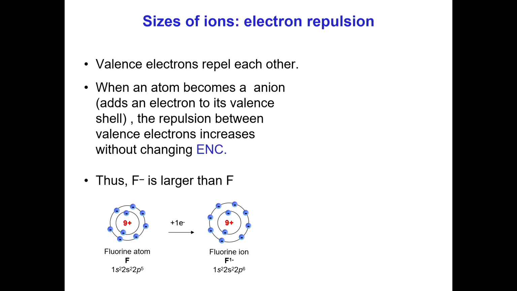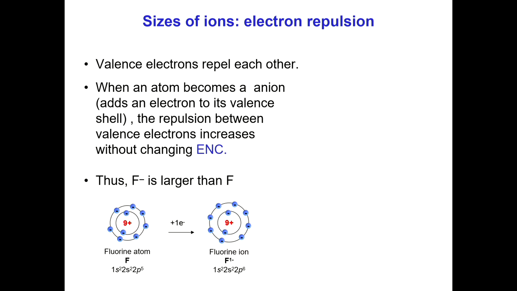Okay, here now we introduce the size of the ions. We know firstly the valence electrons also repel each other. For example, for this, they are in the same layer of orbital. They also repel each other. Okay. And when an atom becomes an anion, the repulsion between the valence electrons increases. When here has more electrons, this means the repulsion between the valence electrons also increases.